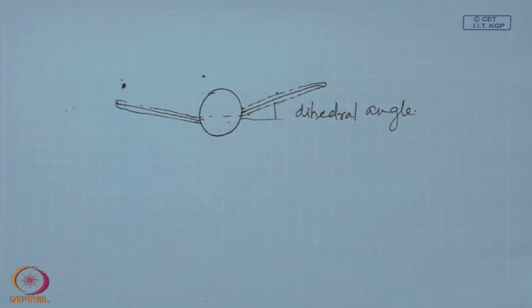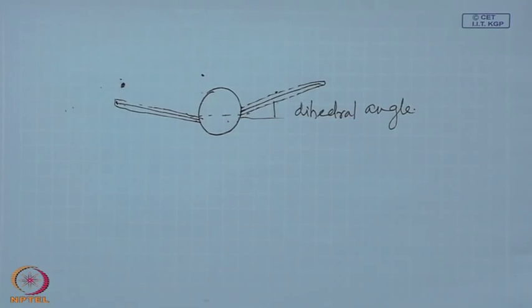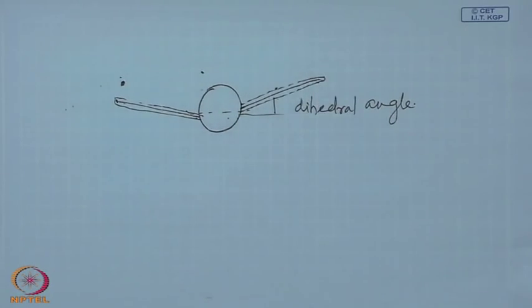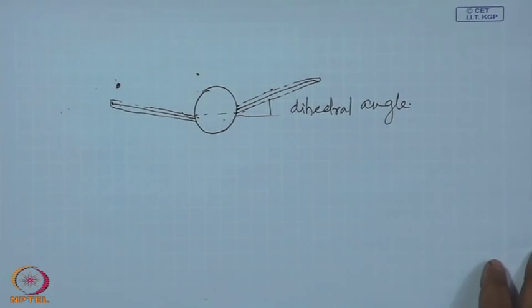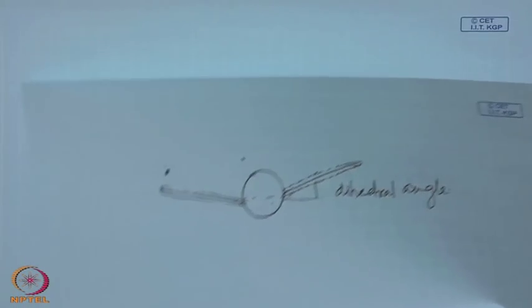Similarly, if the wing is such that its tip is drooped with respect to the root, then it is called anhedral. The opposite is called anhedral, where the tip is drooped or the tip is below the root. So, we now have defined dihedral and also wing twist.